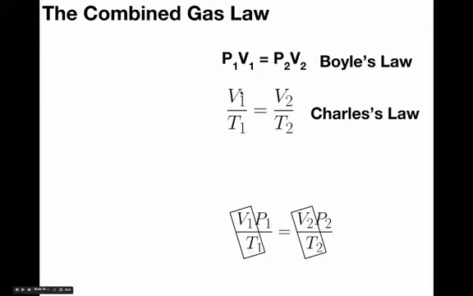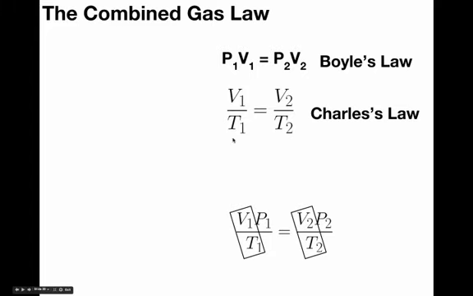V1 over T1, that's this part of Charles's law, is equal to V2 over T2. That's this part of Charles's law. So that's the formula for the combined gas law. Let me go back for a second. And what I should point out to you, in addition to the fact that you don't need to memorize this formula either, again, I will give you all of the formulas.